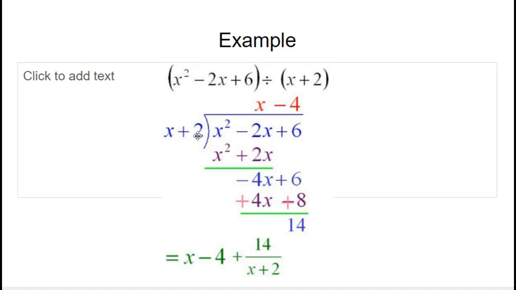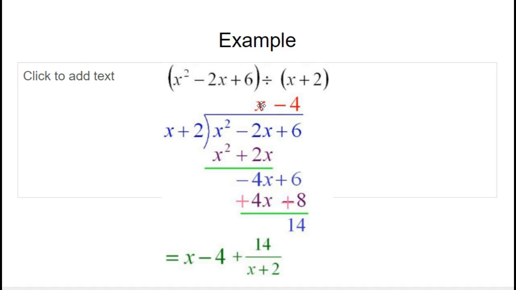Now, what I ask myself initially is, I focus in on the x here, so I ignore the plus 2 and I focus just on the x, and then I ignore the minus 2x plus 6 and I focus in on only the x squared. So basically I'm only looking at the first term here, the x, and the first term here, the x squared. And I ask myself the question, what do I multiply x by to get x squared? That answer is x. And so I would write x up here.